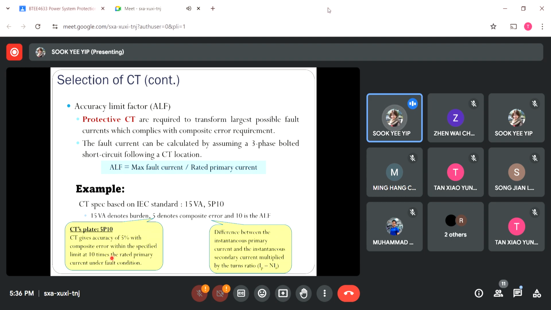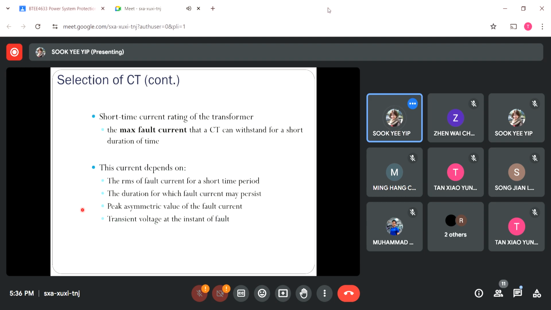So if let's say the primary current exceeds this limit, 10 times the rated current flowing through the primary side, the reading at the secondary side will actually become distorted. So the protection will not be guaranteed. So that's how we decode the spec of this protection class of current transformer. Okay, so we have multiple factors to be considered.